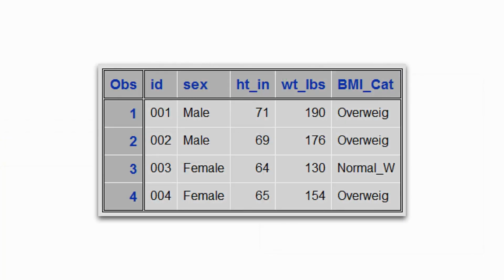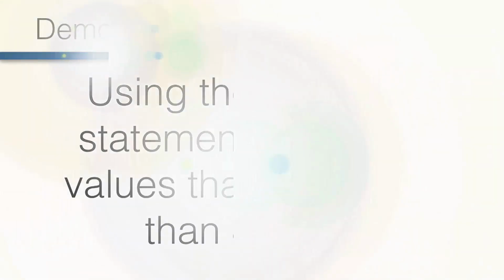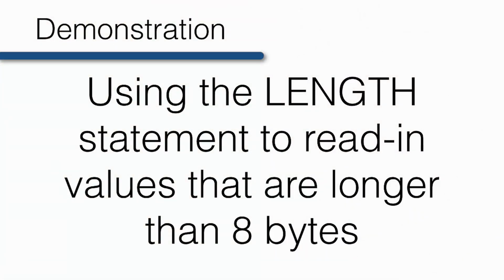Before moving on, recall that in the last demonstration the values for BMI-cat were truncated. That's because SAS creates each variable with a length of 8 bytes by default. The values for BMI-cat are longer than 8 characters in the raw dataset, so they're truncated in the SAS dataset. But you want to alter your data step to specify the correct length for the values in the variable BMI-cat. Fittingly, you will do this with a length statement. Now watch this demonstration and learn how to use the length statement.